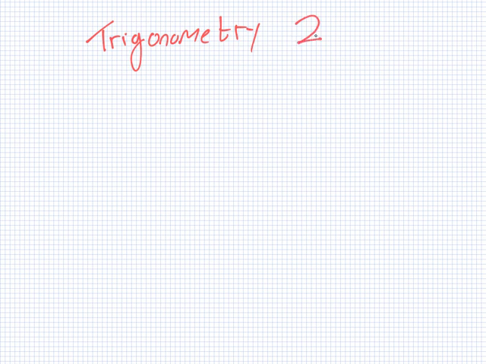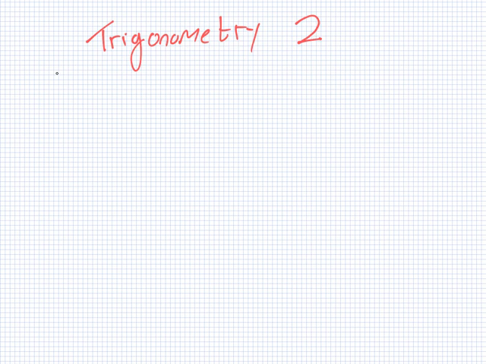Trigonometry 2. In some ways, the sequel is better than the original, but you'll see now. The good news for you, I know your brains are still tired and sleepy, because this is probably the first time you were awake at 9 o'clock, 10 o'clock last week. Yeah, fantastic. So to get warmed up, the first lesson is pretty easy, which is good for you.